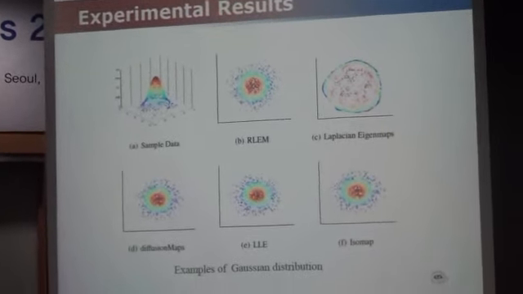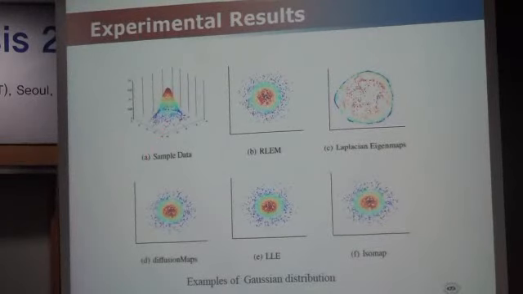So I just show an example. This is a typical example of that algorithm. This is the original sample data. This is the method, Laplacian eigenvector maps, without regularization. This is our algorithm with regularization. Using our algorithm, we can map this data to this one.